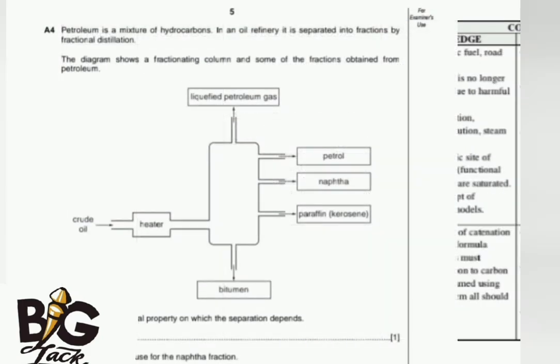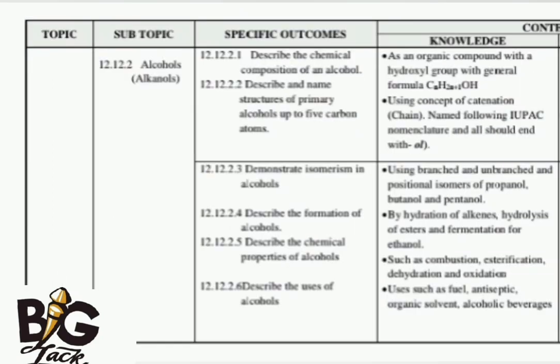So apart from that one, alcohols also are going to come. Alcohols are also known as alkanols. So they are going to ask you to describe the chemical composition of an alcohol. Alcohols have the general formula CnH2n+1 OH, which is the hydroxyl group.